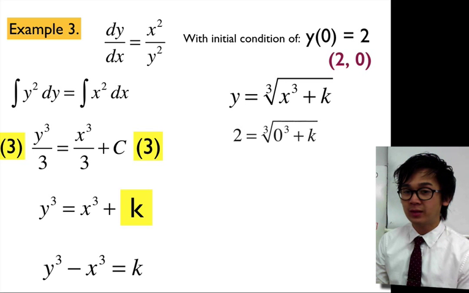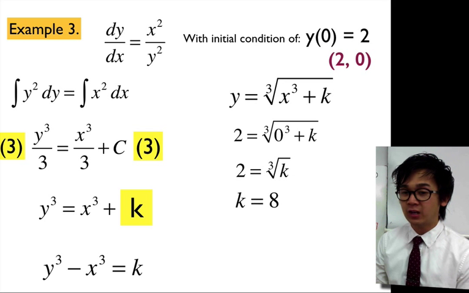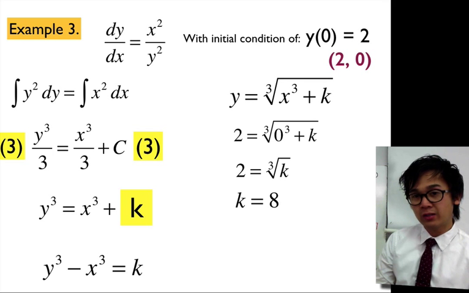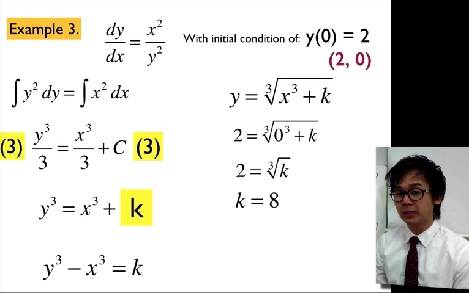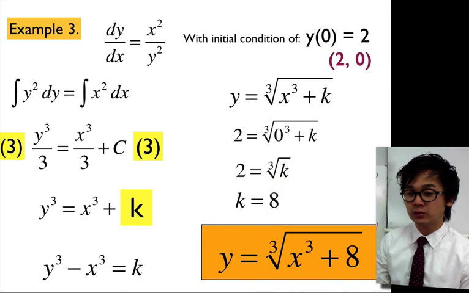So now we'll have 2 equal to the cube root of 0 cubed plus k, which will give us 2 equal to the cube root of k, therefore k is equal to 8. So now that we have our constant, we are now ready to complete our function by replacing k with 8. So now our function is y equal to cube root of x cubed plus 8.